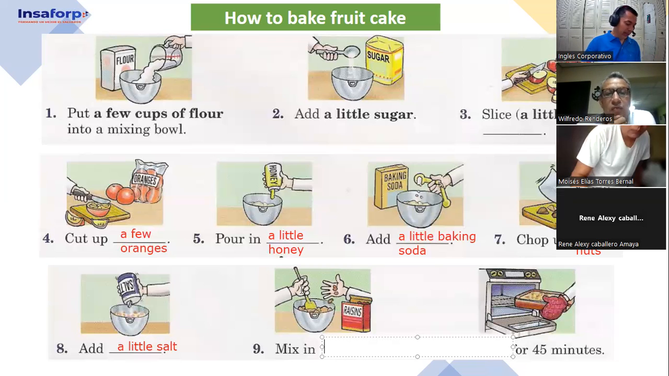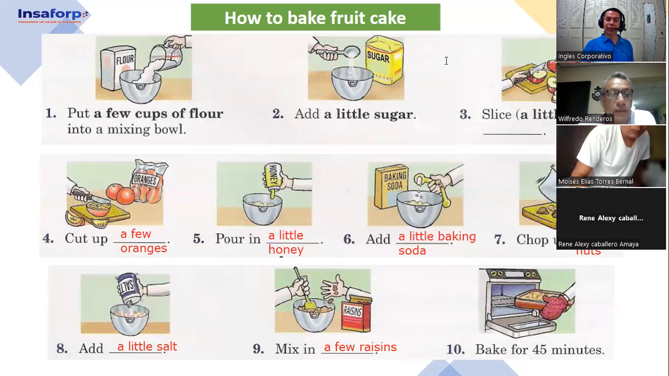Mixing. Raisins. Okay, Wilfredo, please. Mixing a few raisins. Yeah. A few raisins. Okay, thank you very much. Now, finally, bake for 45 minutes. And then you're going to have a delicious cake, right?